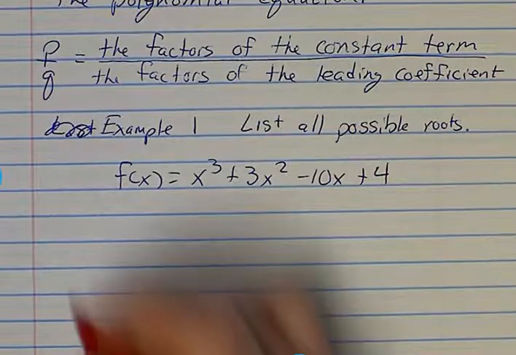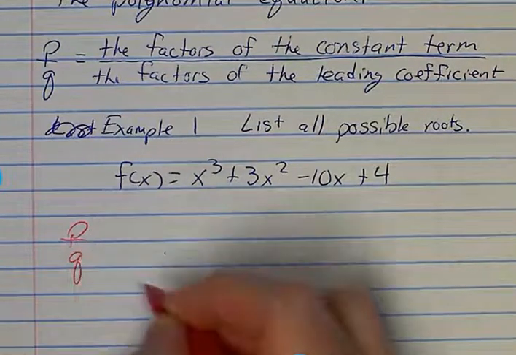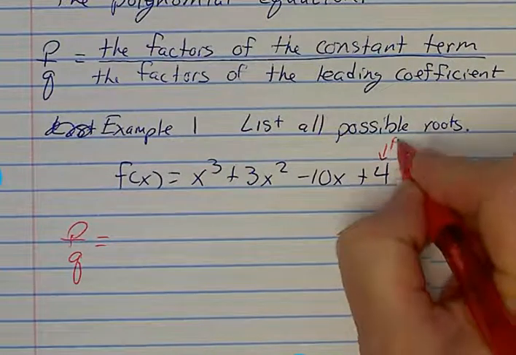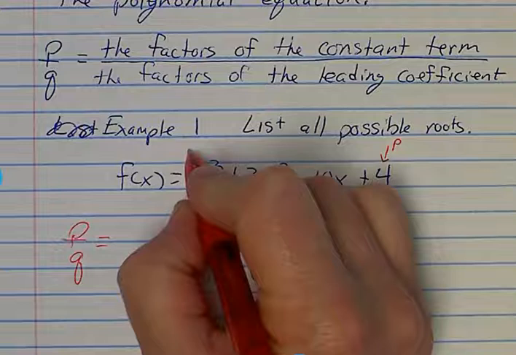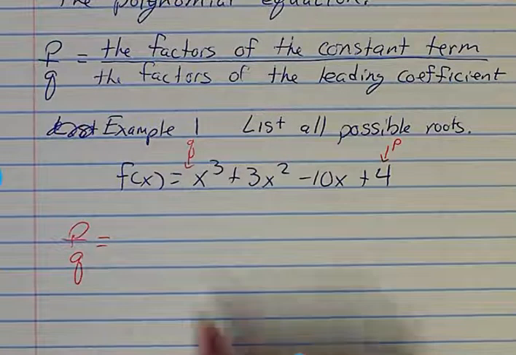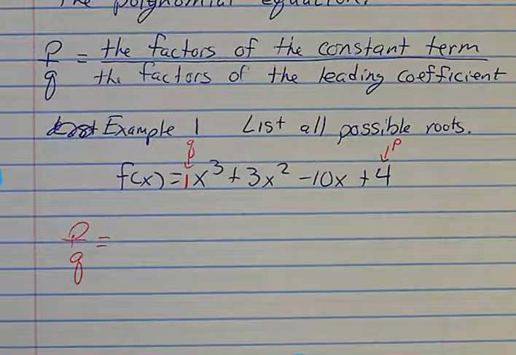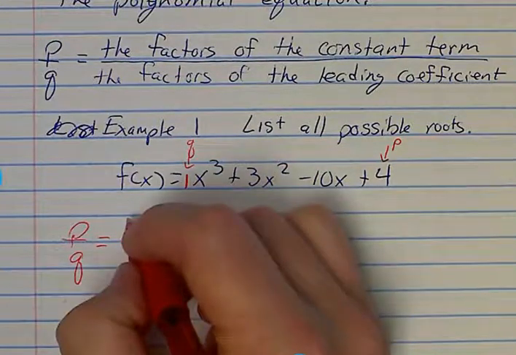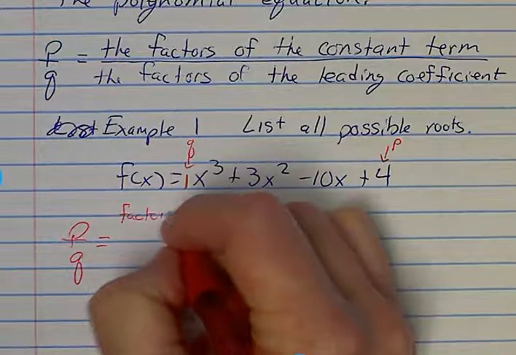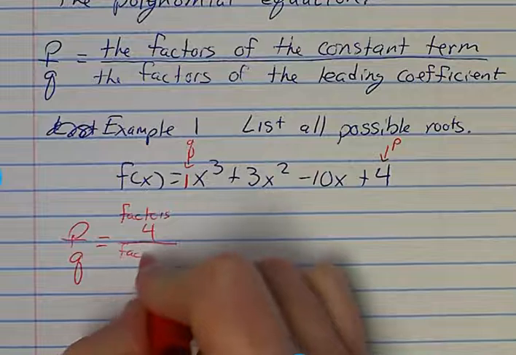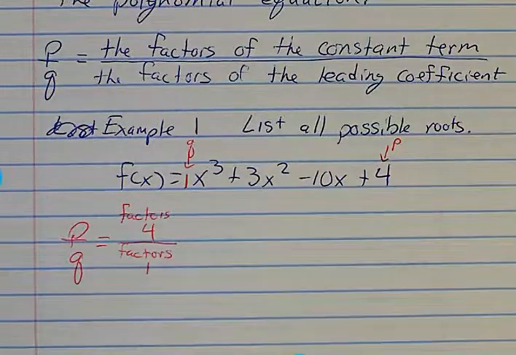So if we do p over q, just to list off all the factors, p is going to be the last number, and q would be the first number, and again with x to the third, then basically that's just understood to be a 1. So it's the factors of 4 over the factors of 1.